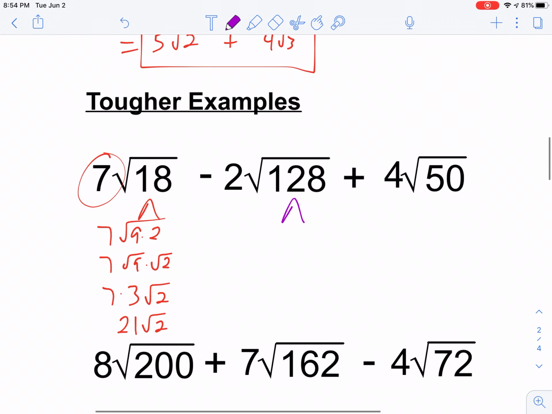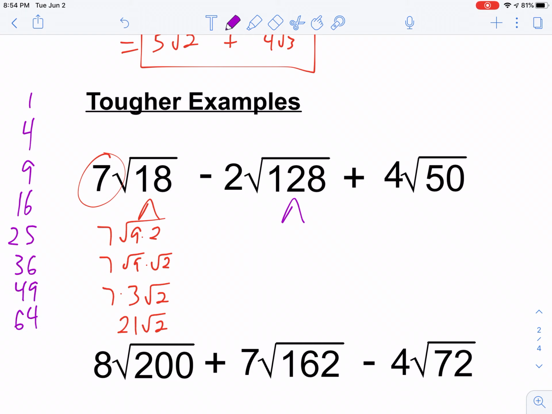So you always want to consult your perfect square list, right? This list of numbers. What number goes into 128? Which number is the highest number in that list that goes into 128? Well, 64 times 2 is 128. Square root of 64 times square root of 2.